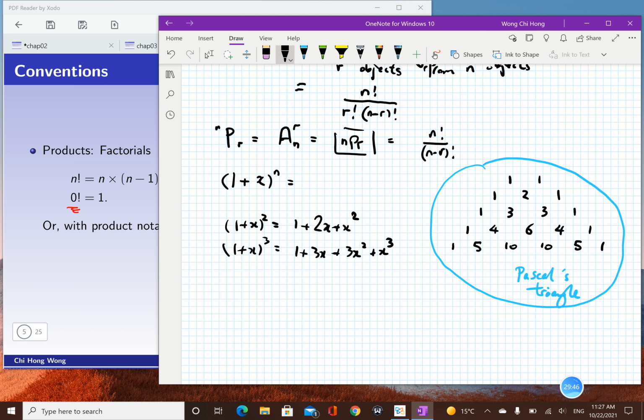So if you continue with this triangle, you have 1 plus 5x plus 10x squared plus 10x cubed plus 5x to the power 4 plus x to the power 5 if you go to 1 plus x to the power 5. You can continue with this triangle to as large a power as you like. But of course, if you want something like 50, you don't want to. The formula is given as follows.